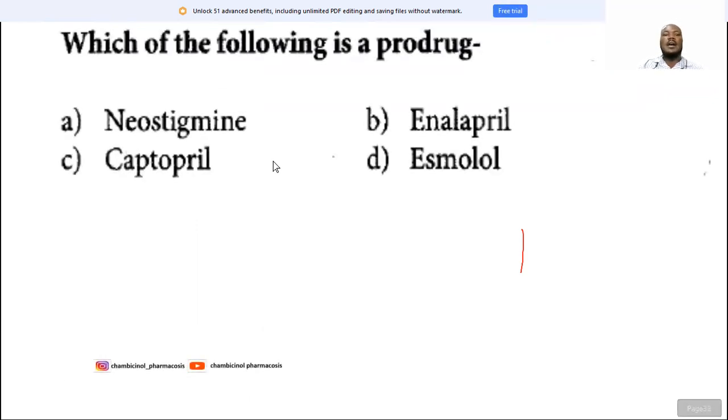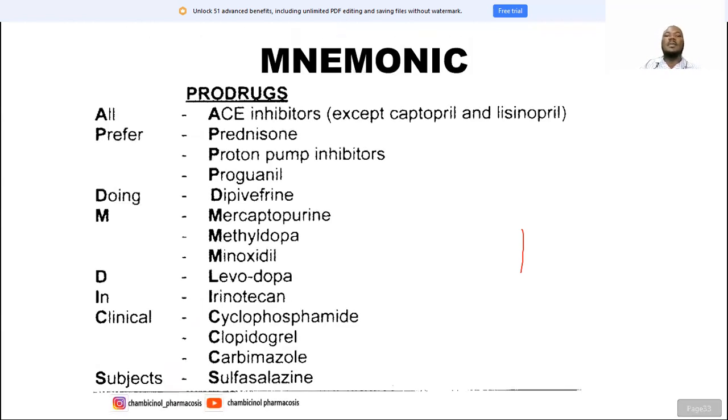For example, these are some of the questions that you can meet. Which drug is the pro-drug? For example, neostigmine, enalapril, captopril, and esmolol. From this question, the pro-drug is enalapril. Enalapril and captopril are both angiotensin converting enzyme inhibitors, but captopril is the exception that is not a pro-drug. So the answer is B.